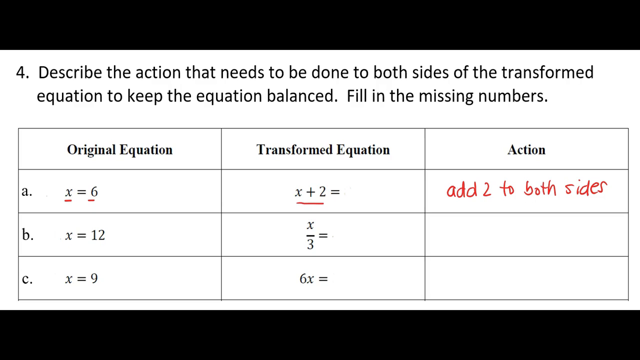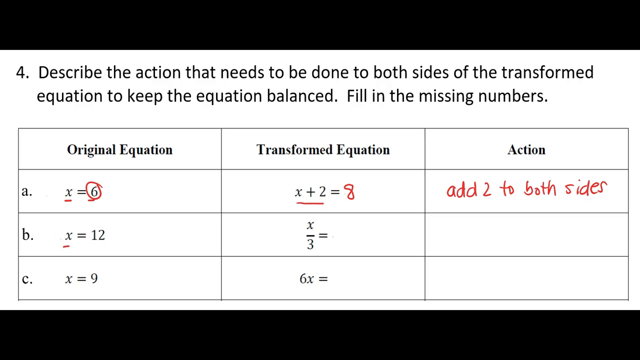Since I added the 2 to the left side, I have to add it to the right side as well. Well, 6 plus 2 equals 8. So that's my transformed equation. It stays balanced because I did the same thing to both sides.